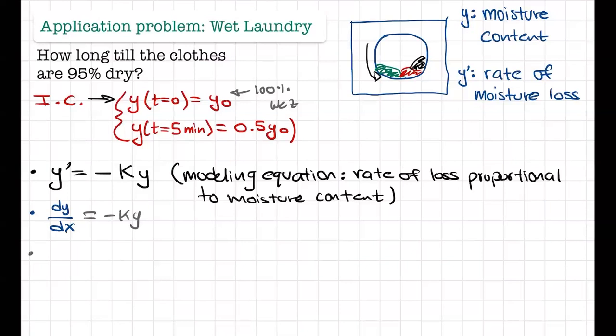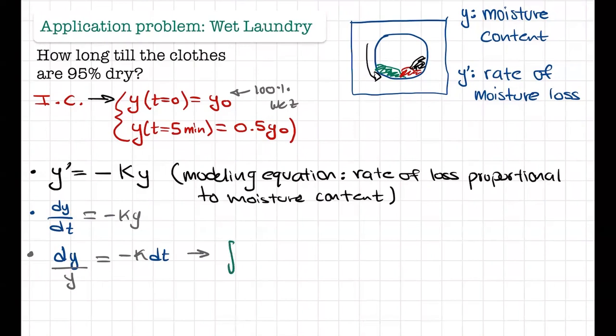If we continue to solve, then we have dy over y equals negative k dx. Actually, in this case, it's not dx, right? It will be dt, because we're doing this with respect to time. So it will be dy dt. All right, so with this, let's continue solving. It seems that it is already separable, so we can integrate both sides.